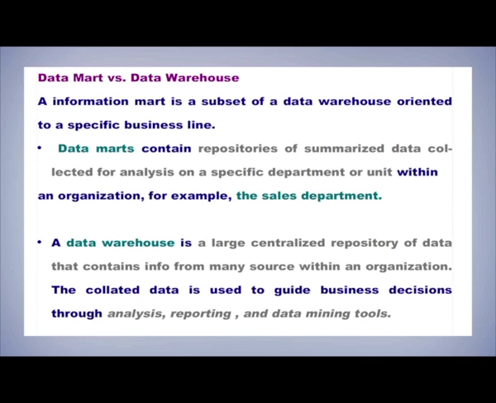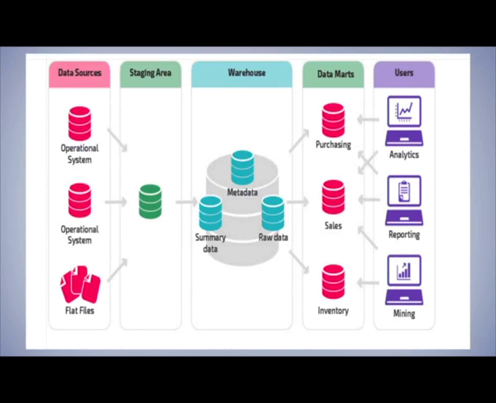On the other hand, a data warehouse is a large centralized repository of data that contains information from many sources within the organization. And the collated data is used to guide business decisions through analysis, reporting, and data mining tools. In this picture, we can have an overview of the steps involved in the transfer of data from one stage to the other.